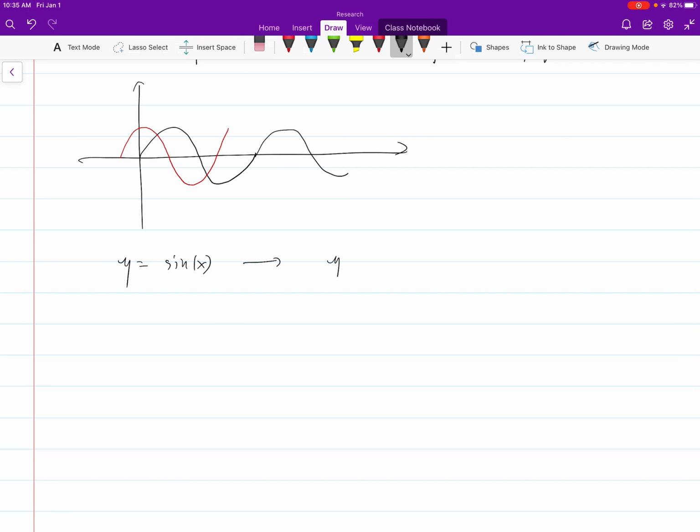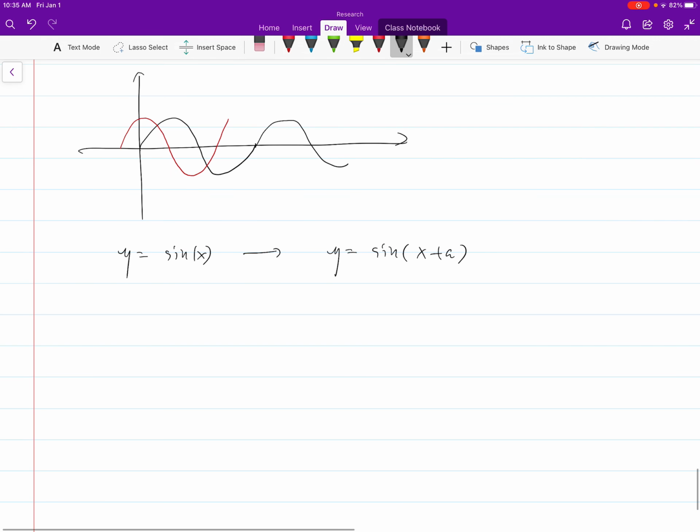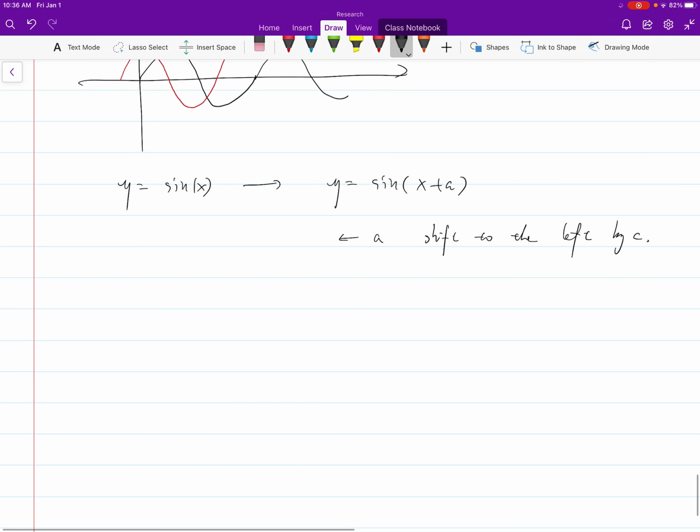Now how do you reflect that? Well, we have done this before. That goes from y equals sine x to y equals sine of x plus a. We know this is by function shift. That means shift to the left by a.